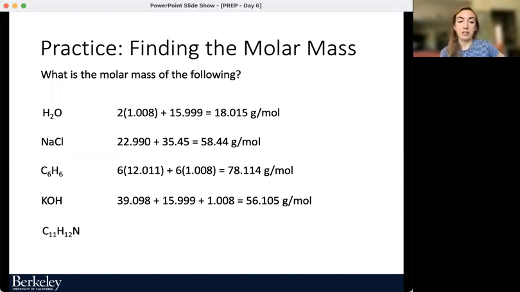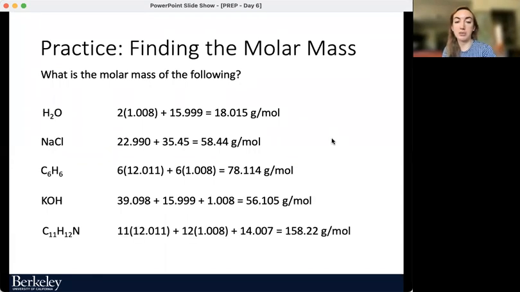And then the last one, I just put this on here to show you that it doesn't matter how big a molecule is, you just follow the same formula. So we have 11 carbon atoms that each weigh 12.011, 12 hydrogen atoms that each weigh 1.008, and 1 nitrogen atom that weighs 14.007. So just as a reminder, we got those atomic masses from the periodic table. And we're just counting up how many of each type of atom or how many of each element that we have. How did this go? Do people feel okay about calculating the molar masses?